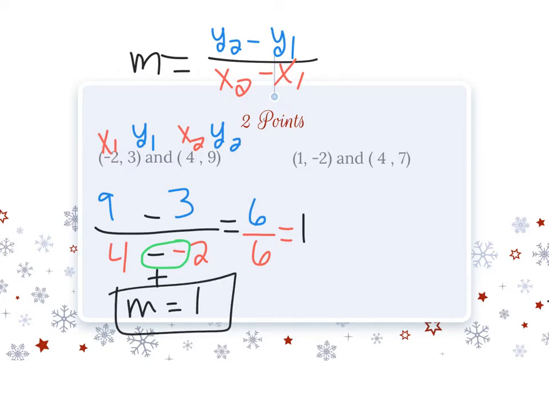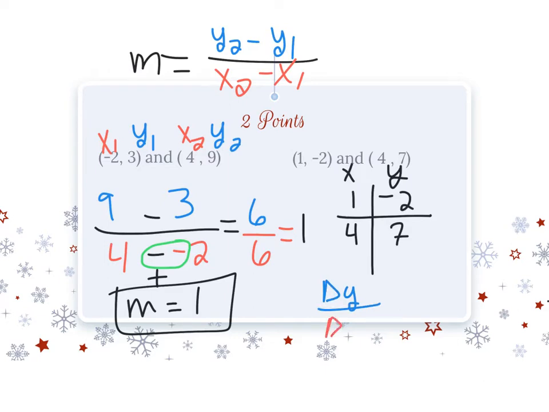Now on the next one, I'm going to show you a different way you can do this if you like using the table. If you think that the table is easier than the formula, you can turn this into a table. So here I have it as a table. Remember, these are your x values, these are your y values, and we are going to use the formula change of y over the change of x. And our change of y values right here from -2 to +7, -2 plus 9 is 7.